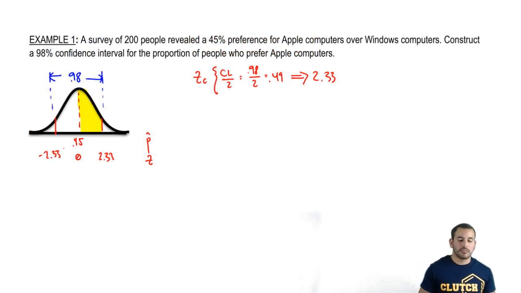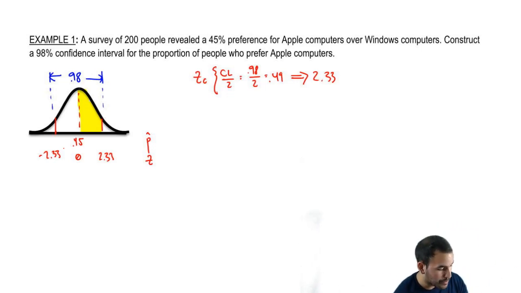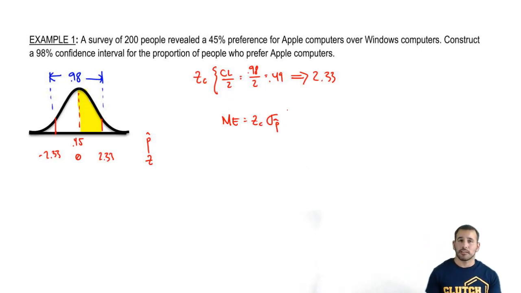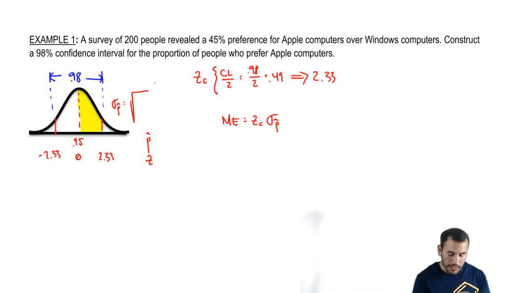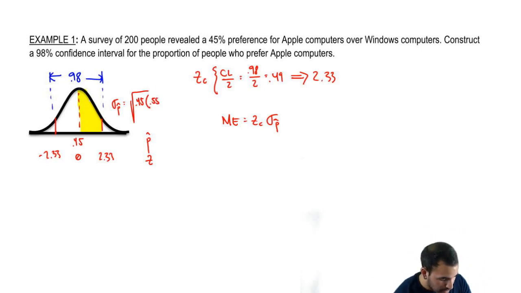And now we work towards our margin of error, right? We want to see how big above and below does this interval span from my sample proportion. So margin of error is the critical z times the standard error of proportions. But we don't have that yet, right? So let's go ahead and get that first. So our standard error for proportions is the square root of p hat q hat over n. Right? So p hat is 0.45. Q hat is 1 minus that, so 0.55. And all over the sample size, right? So our sample size in this case is 200 people.